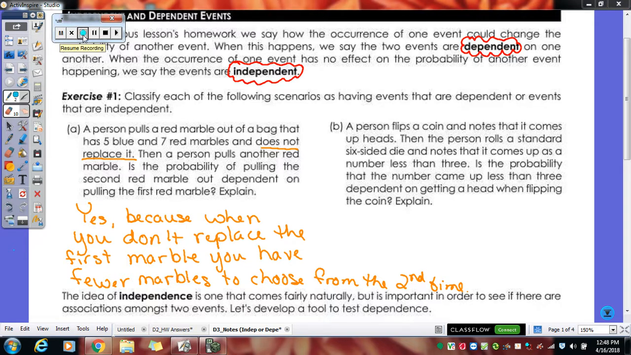All right, B, a person flips a coin and notes that it comes up as a heads. Then the person rolls a standard 6-sided die and notes that it comes up as a number less than 3. Is the probability that the number came up less than 3 dependent on getting a head on flipping the coin? Explain. No. Why?